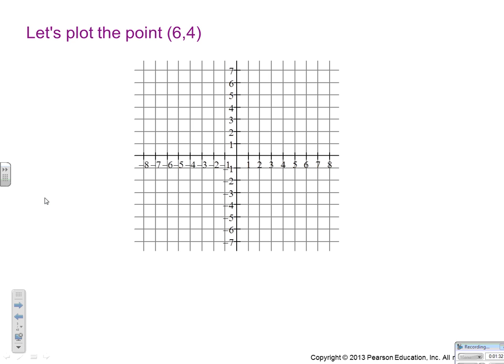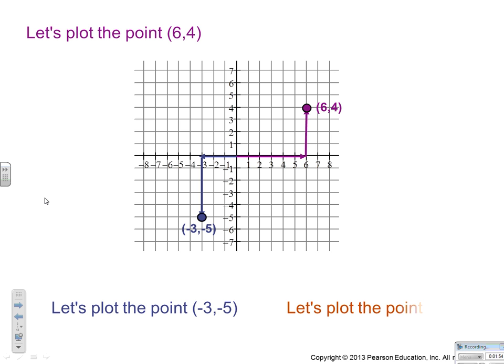So we're going to plot the point 6, 4. Once again, when you get to stuff you don't know, please write it down. The stuff you do know, you definitely don't have to write down. So we go over 6, up 4, and put the point down. So -3, -5 would be to the left 3 and down 5, plots a point. 0, 7 would be over 0, up 7. Lastly but not leastly, -6, 0 would be to the left 6, up 0.